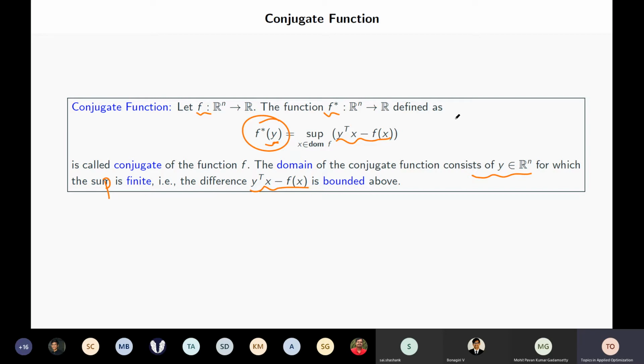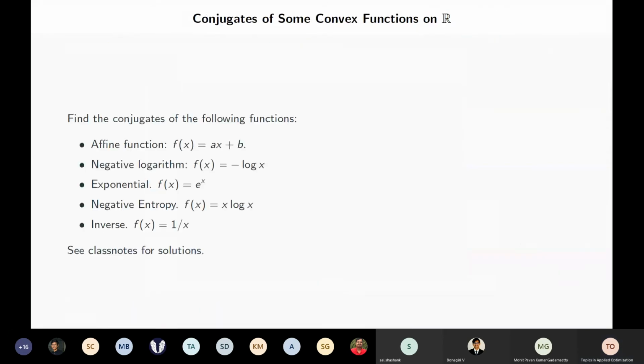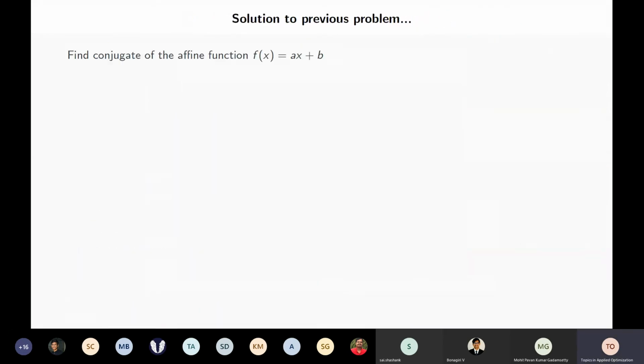So given a function, we have to look at y transpose x minus f of x, and we have to make sure that this is bounded. That's the requirement when we are computing the conjugate functions. Let us keep this in mind and go back to solve the problem. So, the affine function: find the conjugate of the affine function.